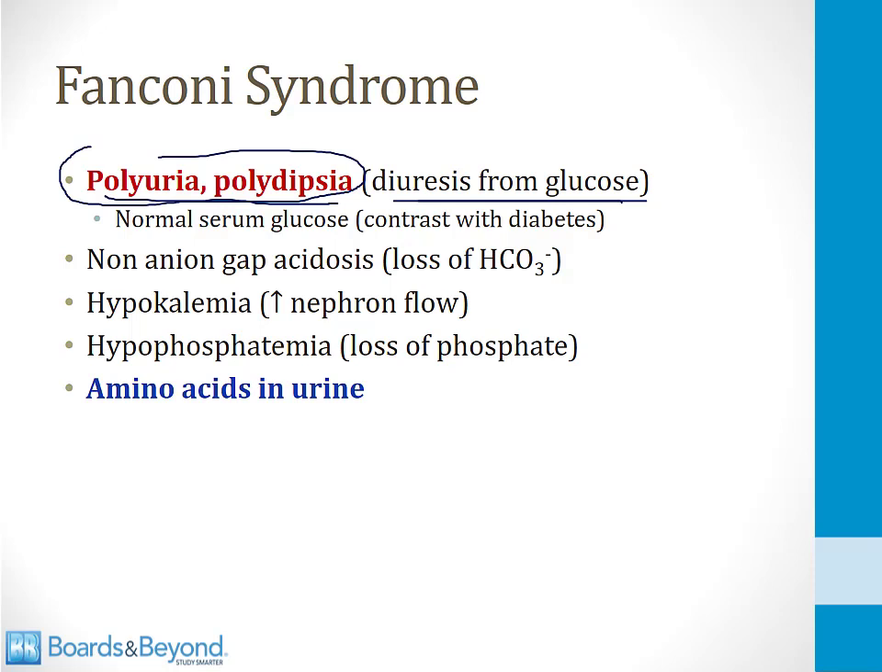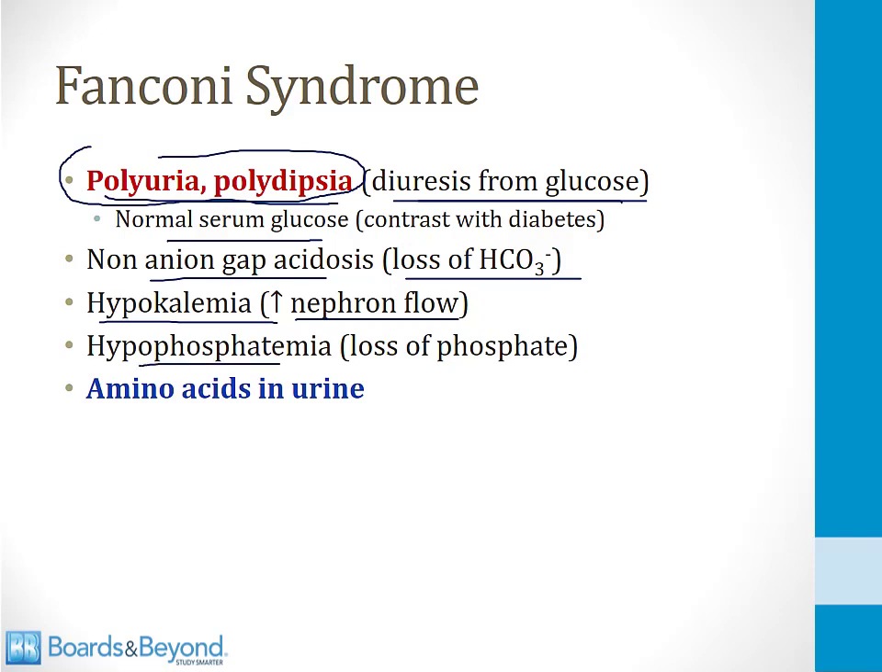And the reason is because in Fanconi syndrome, there is a normal serum glucose. There is no hyperglycemia because insulin and glucagon and all the body systems to control glucose levels are working. You can also see a non-anion gap acidosis. This is because you're losing bicarb in the urine. There can be hypokalemia because anytime there is increased nephron flow, this leads to a loss of potassium, and we'll talk more about this later in this video.